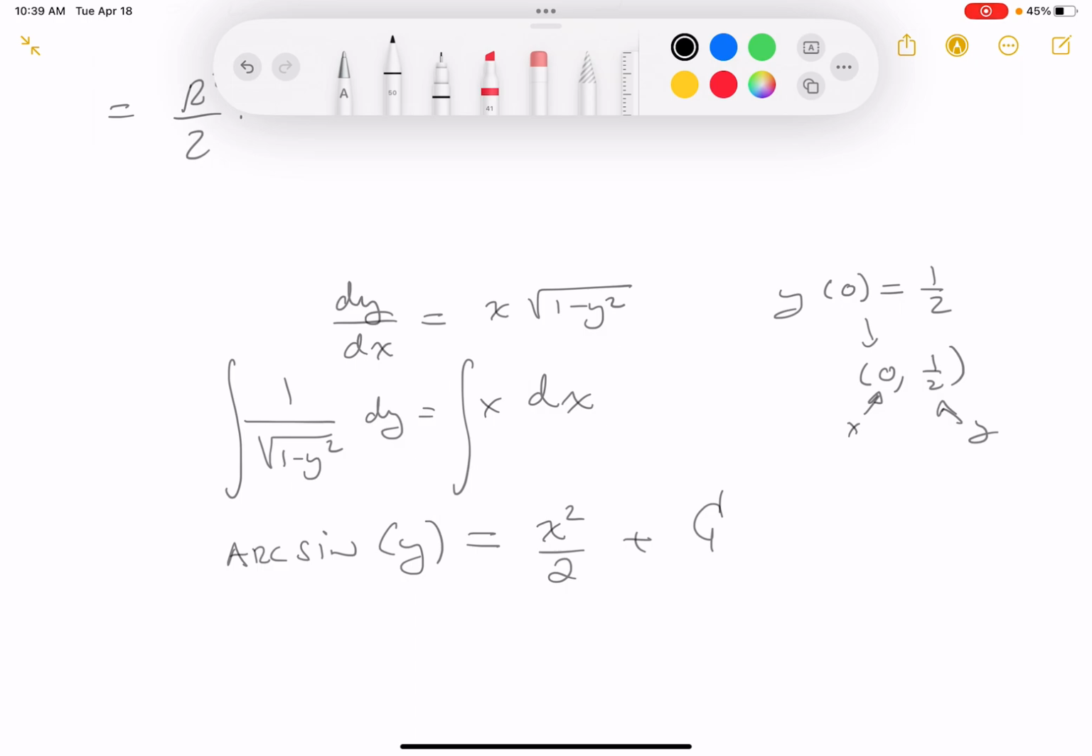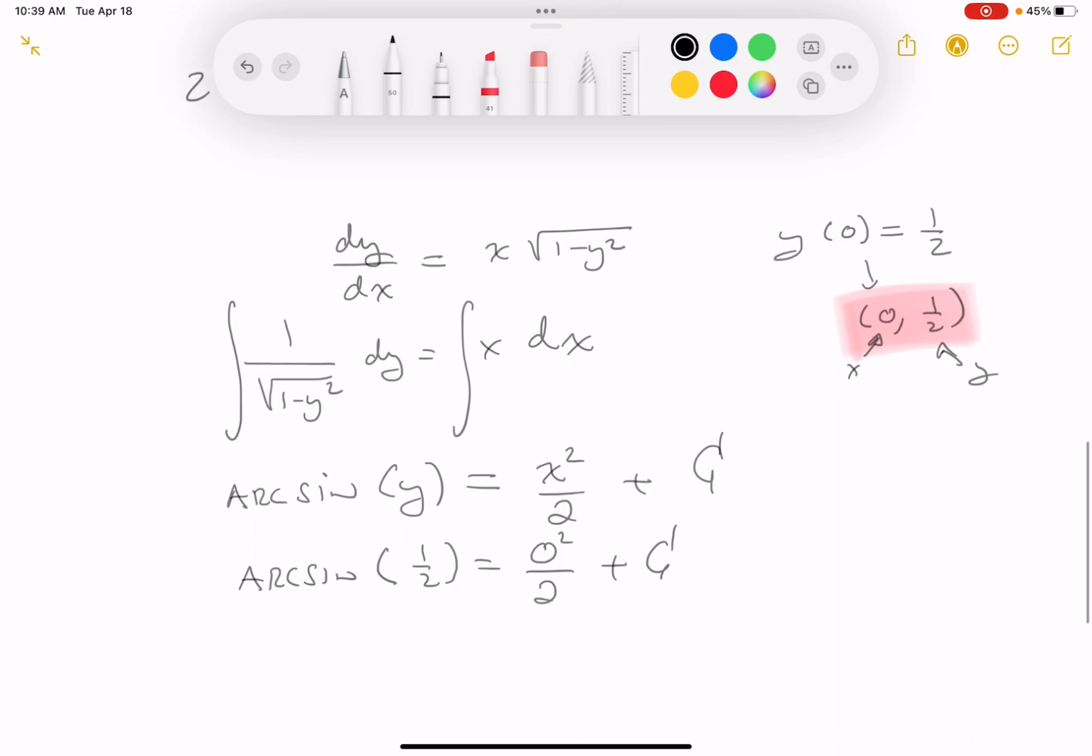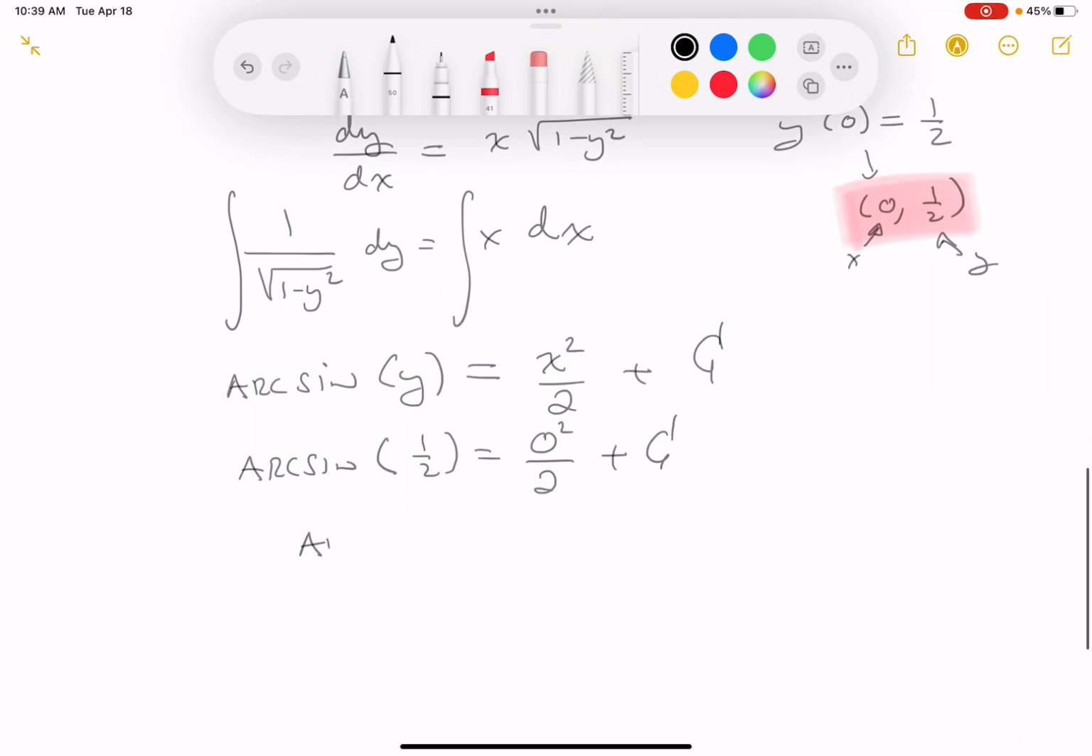Now, I need to figure out the c, and the way you do that is you use the given point to figure it out. Let's see if we can do that. So I'll write this one down. It's arc sine. Well, what's y? It's 1/2. What's x? x is 0. The 0 squared is 0, but I'll put that down, plus c. So I know what c is now. c is the arc sine of 1 over 2, and that equals c.